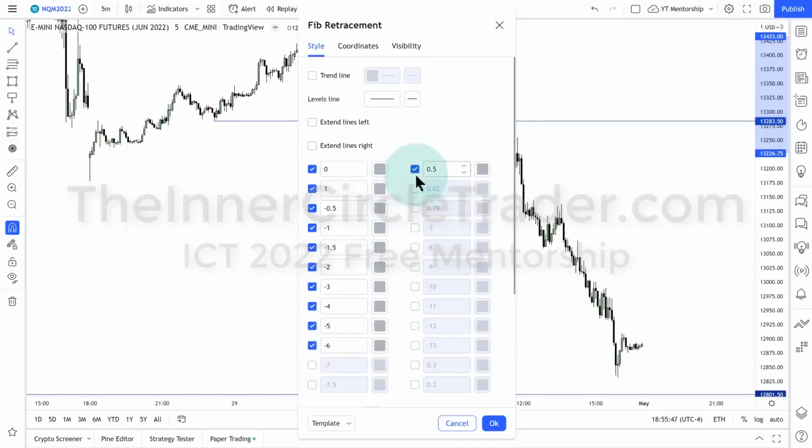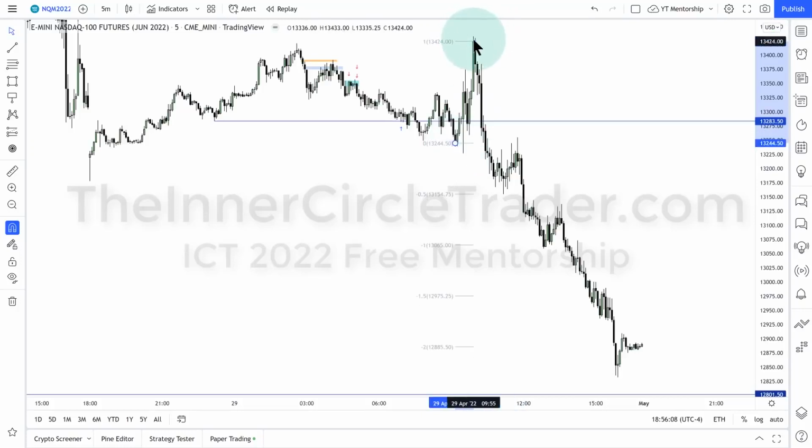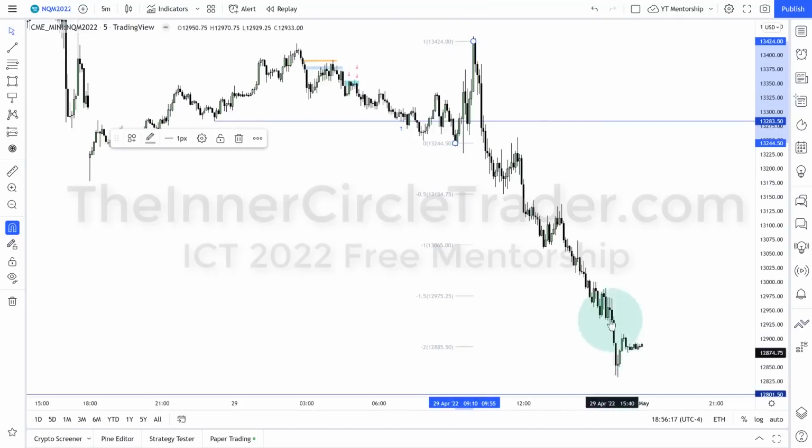this is for equilibrium. So if you want to see discount and premium, that's what the 0.5 level is. It's 50%. And you can see by having this on here, it starts doing standard deviations. And if you want to calibrate it to the daily range here, it'll give you a pretty good idea of where your low should form. Now this was a little bit excited because we went below an important low, but that's enough for government work.